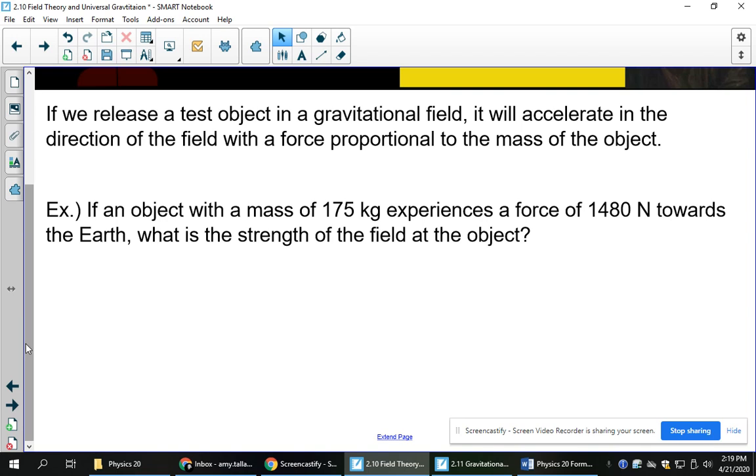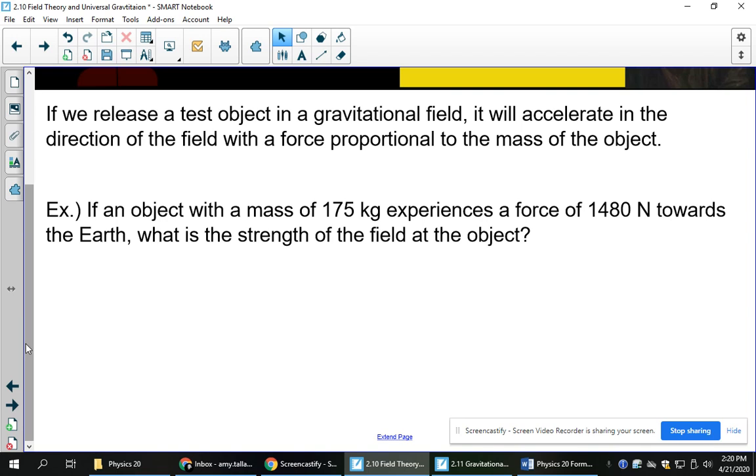We can see this if we take a bowling ball or tennis ball to the moon and we drop them there. The force that they're going to drop with is much smaller because the mass of the moon is much smaller. So in this example, there's an object that has a mass of 175 kilograms. It's experiencing a force of 480 newtons toward the Earth, so that's force of gravity.